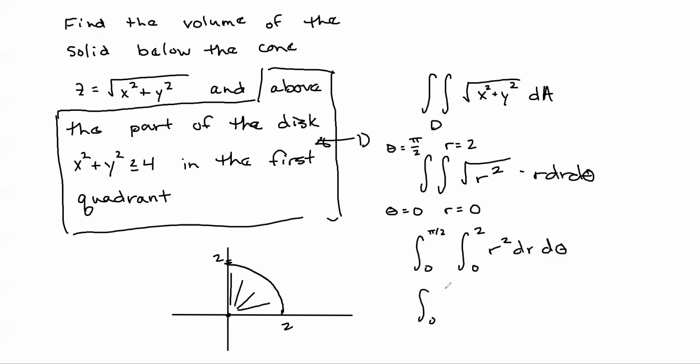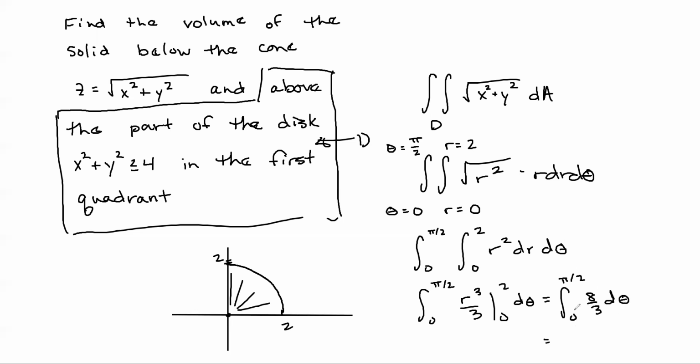Here you get 0 to pi over 2. The antiderivative is r cubed over 3, 0 to 2, d theta. So we're going to get 0 to pi over 2. Plug in 2, you get 8/3 minus 0. So we're going to get 8/3 d theta.